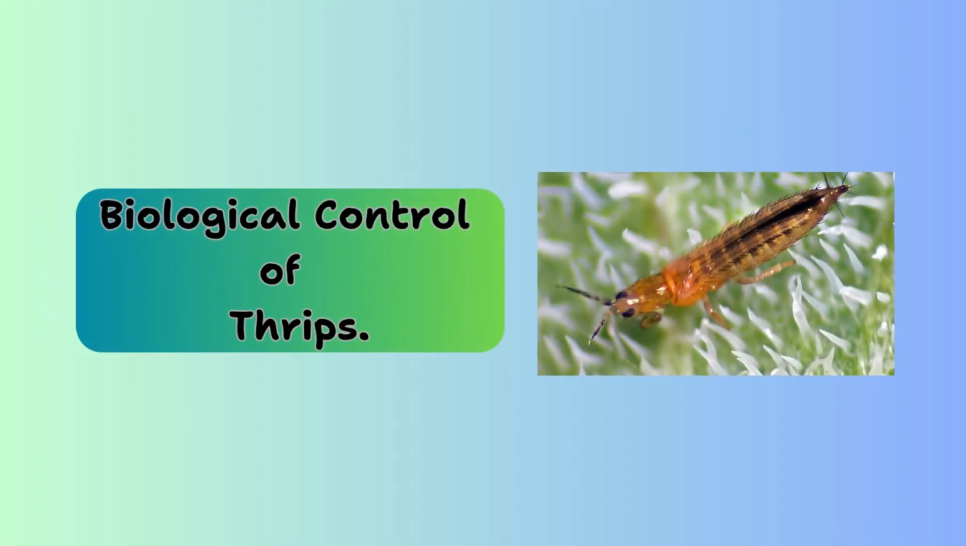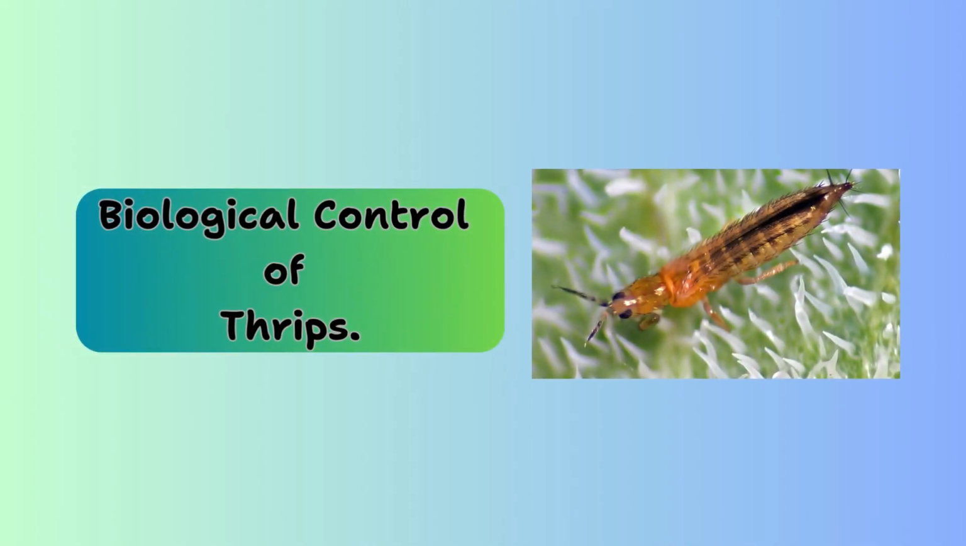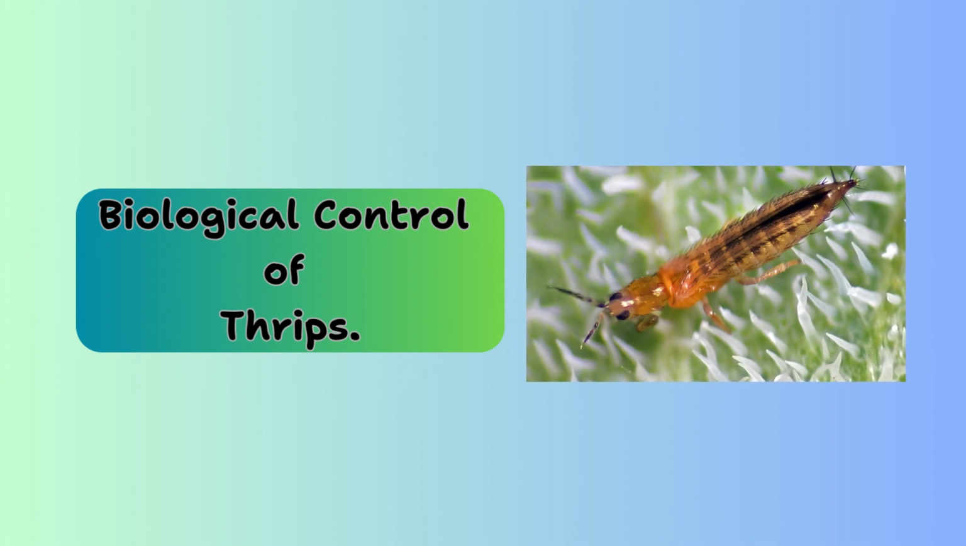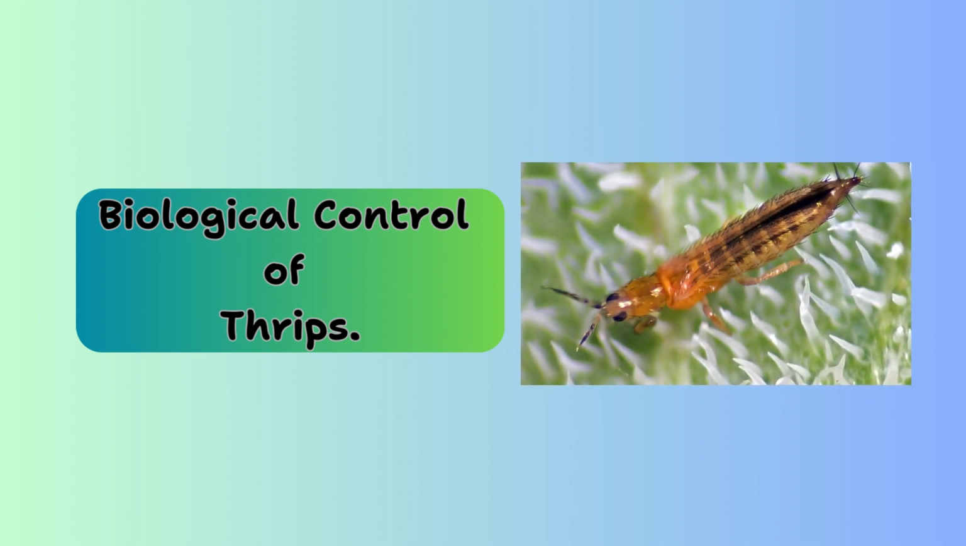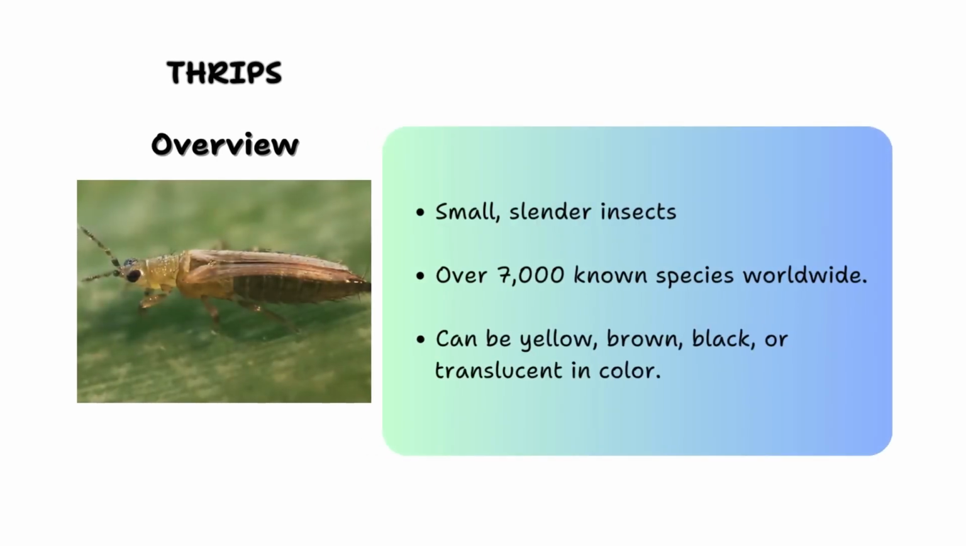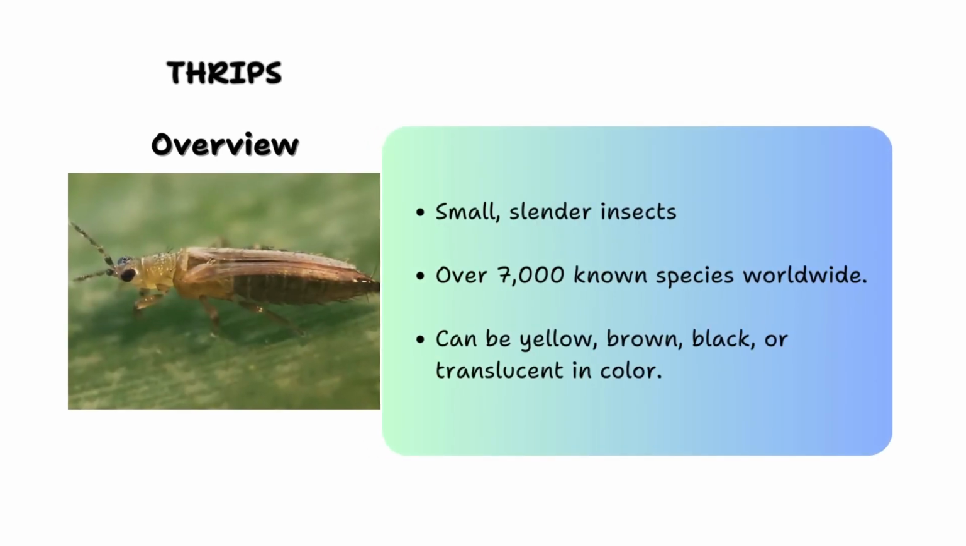We continue with our series on the biological control of pests and diseases, and in this video, we take a look at the biological control of thrips. A quick overview of what thrips are. These are very small, slender insects, and we have over 7,000 known species worldwide, and they can vary in color. They can either be yellow, brown, black, or even translucent in color.